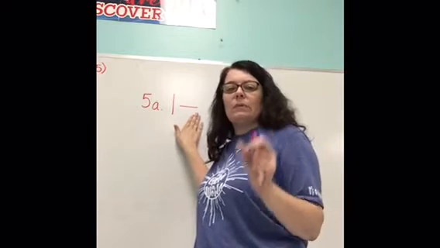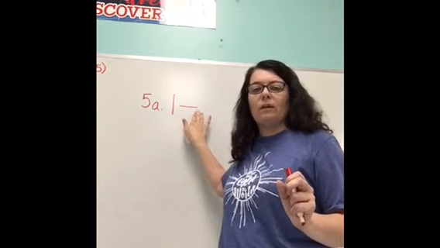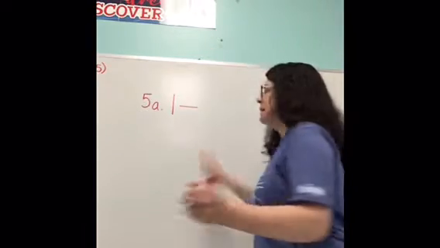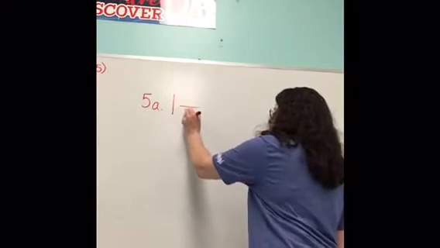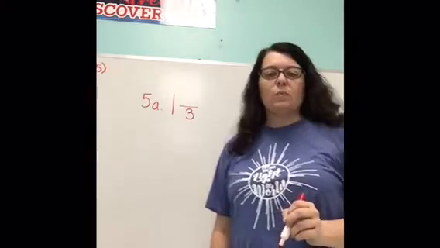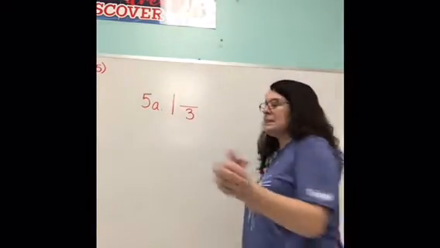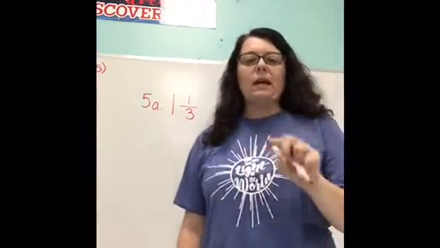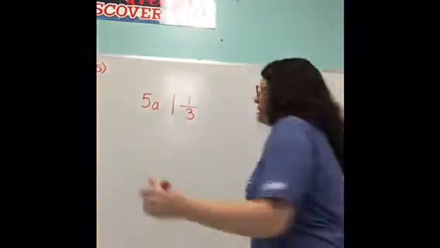How many pieces are in the part of the pie that is not filled in completely? Yes, there are 3 pieces in it. 3 total pieces. But how many of those pieces are colored? Yes, 1. So my mixed number is 1 and 1/3. Let's look at letter B.